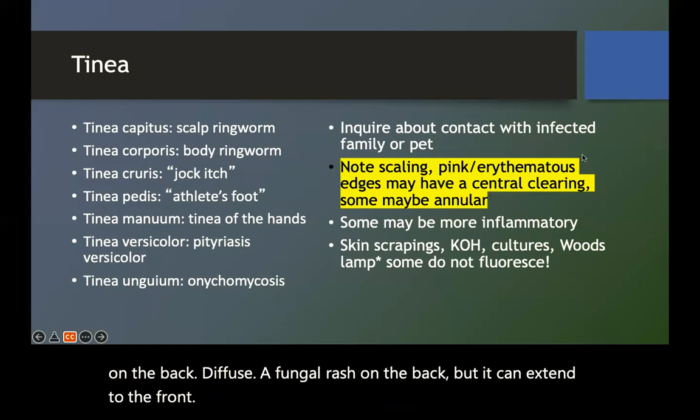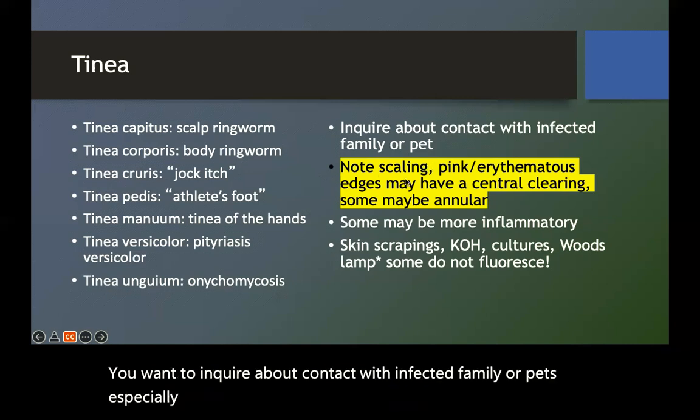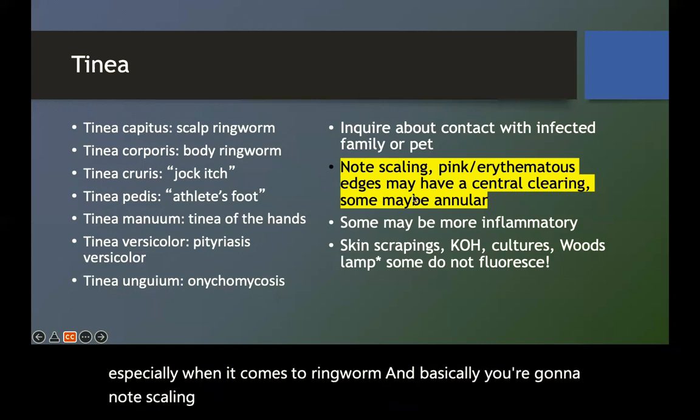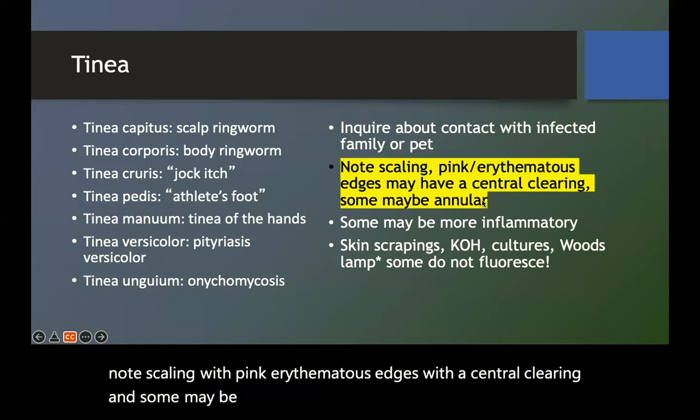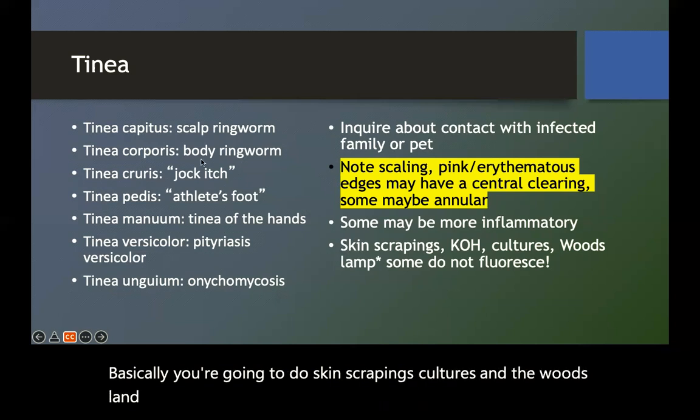You want to inquire about contact with infected family or pets, especially when it comes to ringworm. And basically, you're going to note scaling with pink erythematous edges with a central clearing, and some may be annular. Some may be more inflammatory. Basically, you're going to do skin scrapings, cultures, and the Wood lamp to really make your differential diagnoses.